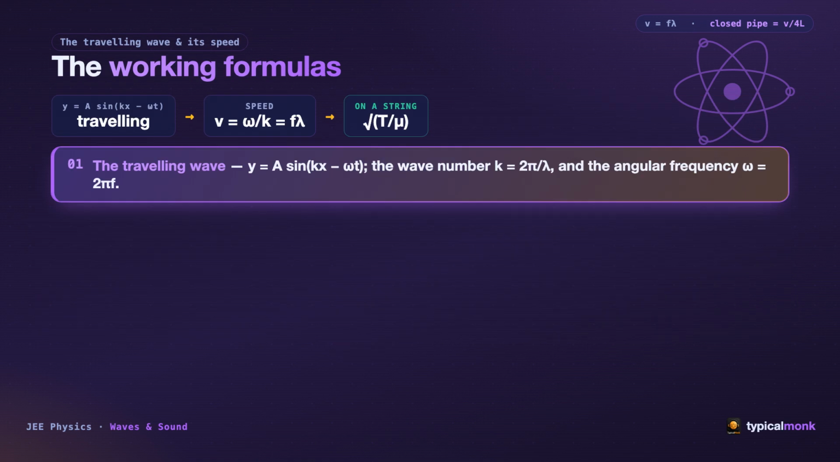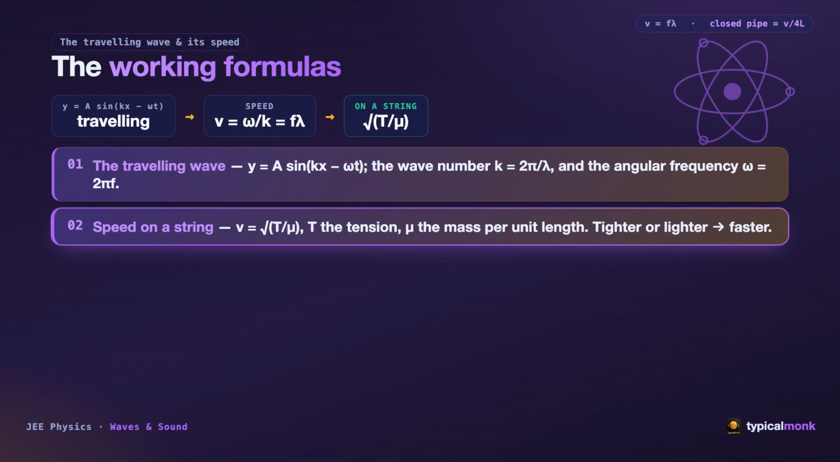Now, the working formulas. The ribbon holds the anchors. The traveling wave, its speed, and the speed on a string. The traveling wave, y equals the sine of bracket kx minus omega t. The wave number k equals 2 pi over lambda, and the angular frequency omega equals 2 pi f. The speed on a string, v equals the square root of T over mu. T the tension, mu the mass per unit length. A tighter or a lighter string carries a faster wave.